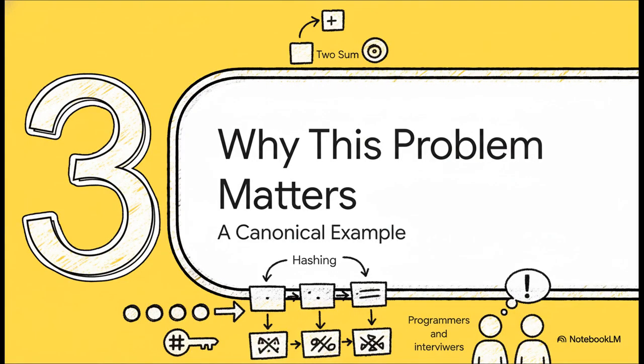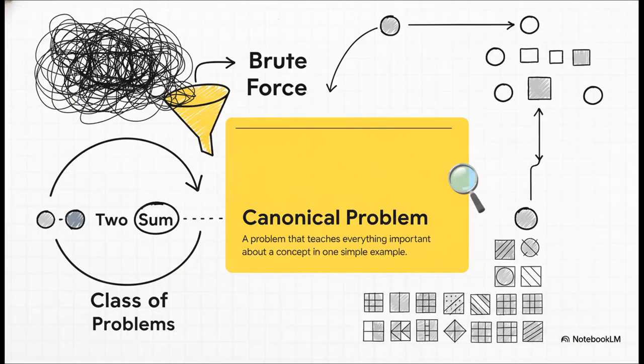So we did it. We solved 2-sum. But why does everyone, interviewers, professors, programmers, make such a huge deal about this one specific problem? It's because it's what we call a canonical example for hashing. What's a canonical problem? Think of it like the perfect textbook case. It's a single, clean, simple problem that manages to teach you all the important lessons of a much, much bigger idea. If you really, truly get how hashing solves 2-sum, you get the core of how to use hashing to solve a whole class of other problems.